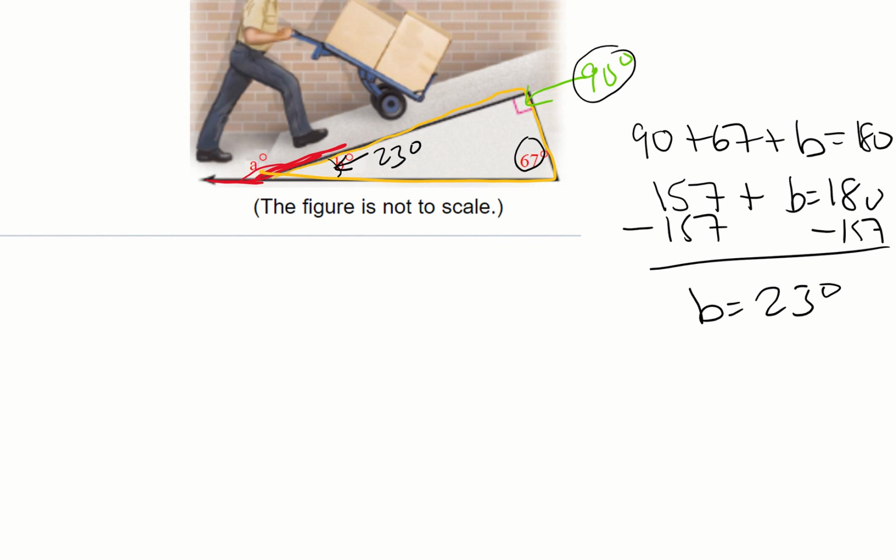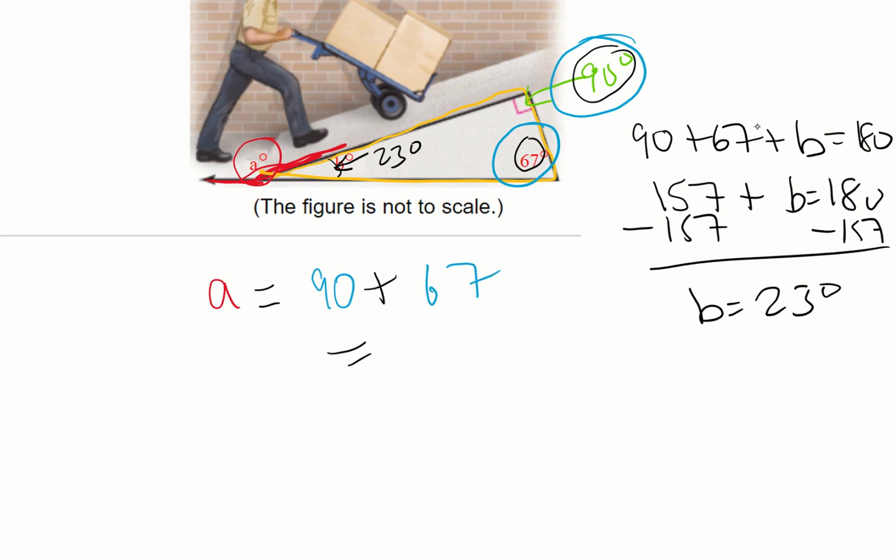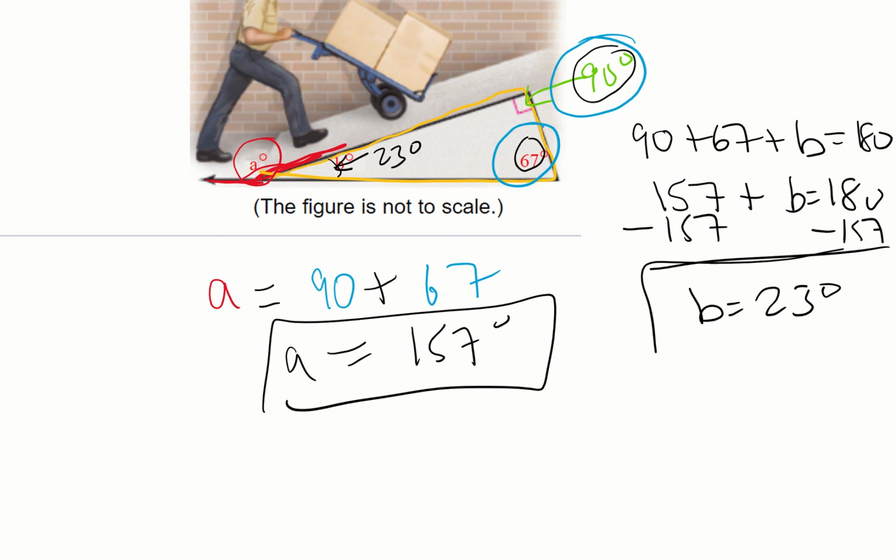So now A, remember, is an exterior angle. To get the exterior angle, you have to add the 2 remote interiors, right? So A, which is the exterior, has to equal 90 plus 67, the 2 remote interiors. And so that's going to be 157. So that's A and B.